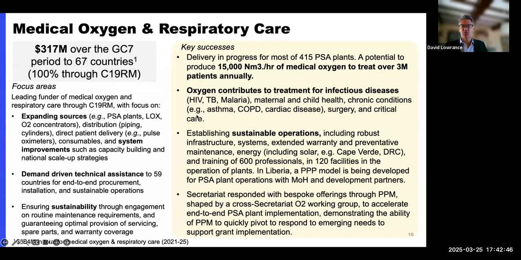And then medical oxygen and respiratory care, where there has been a predominant focus on the ability for health facilities to produce oxygen that will then provide life-saving treatment to everybody from neonates to older populations.